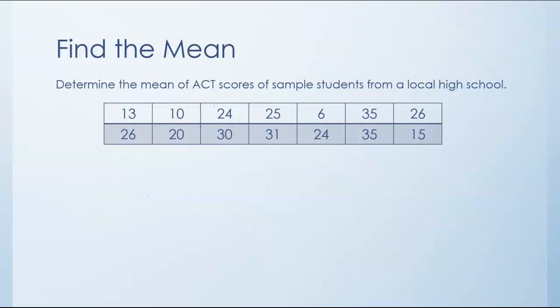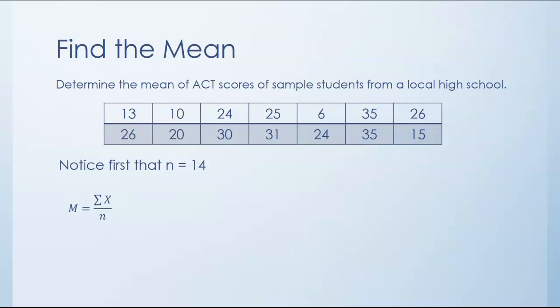So let's say we want to find the mean of the ACT scores of a sample of students from a high school. So we've got, in this instance, 14 scores, so we know our n is equal to 14. We are doing a sample since we don't have all of the students at this local high school. We just have a sample of the students. So we're going to use the formula with our M equals the summation of our x's over n.